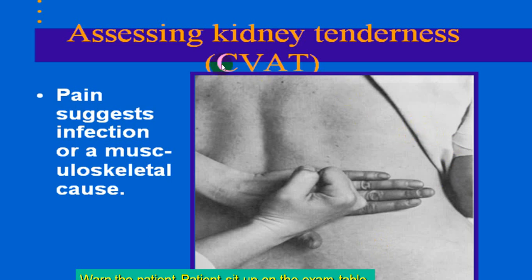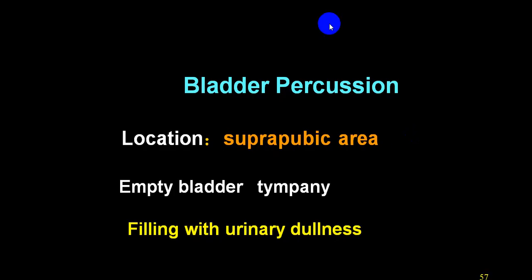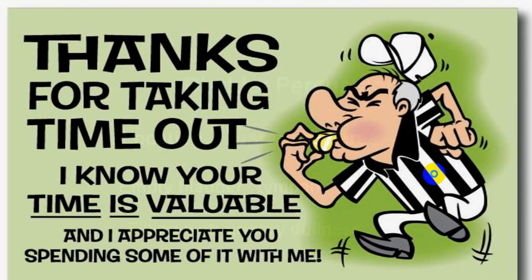This is also called assessing kidney tenderness, that is costovertebral angle tenderness, or costolumbar tenderness, whichever word you use. It is the tenderness at the renal angle. We already mentioned regarding bladder percussion. An empty bladder will never be detected on percussion, but if the bladder is distended and there is retention of urine, then only it will be percussible.